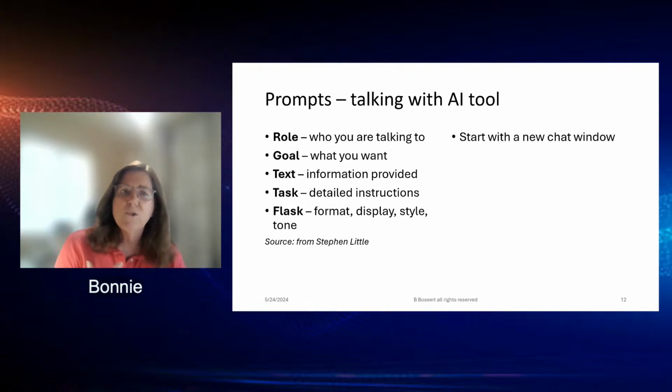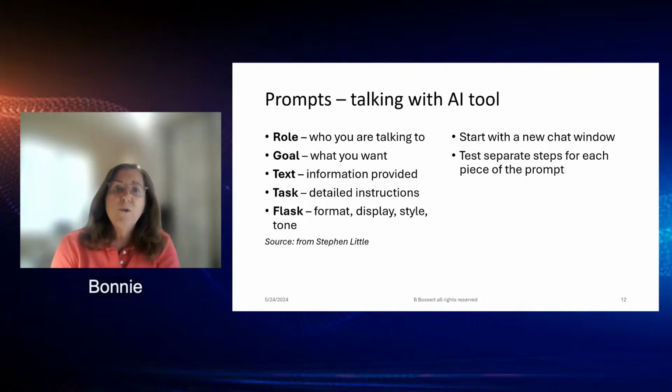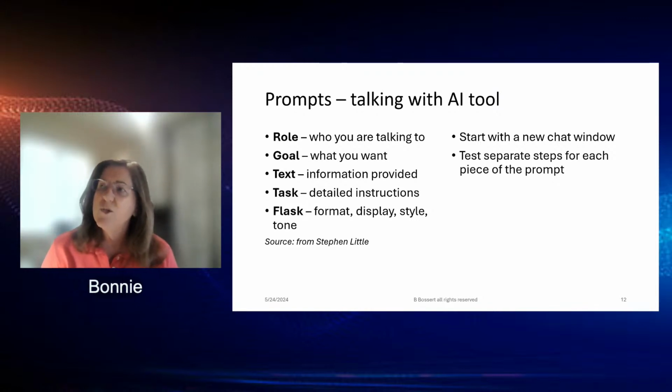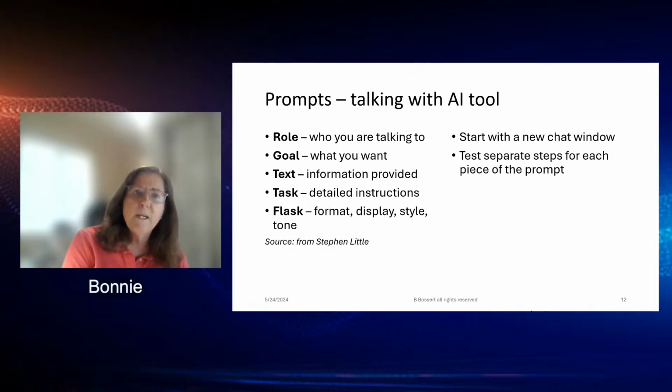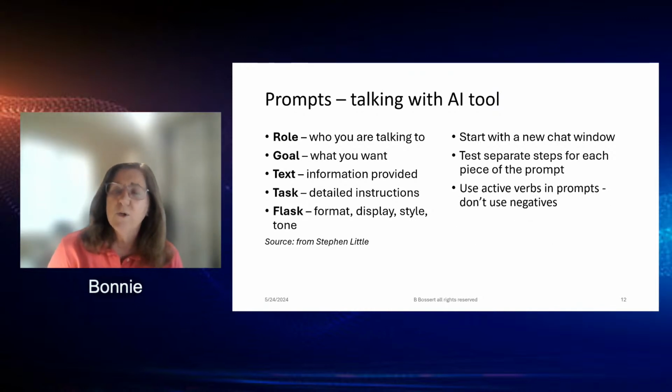Now, some of the things to do when you have a prompt: you want to start with a new chat window, or you can go back and open a previous one and pick up where you left off. The other thing you want to do, as you're learning this, is test these separate steps for each piece. So you may want to give it the role and then ask it, what do you know as a genealogist? And see if there's information that you want to add to it so it understands its role. Then you want to use active verbs in the prompts.